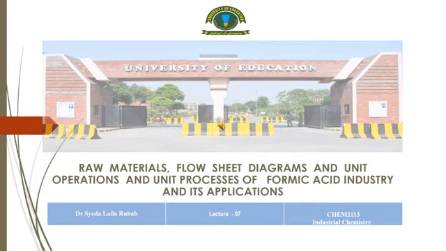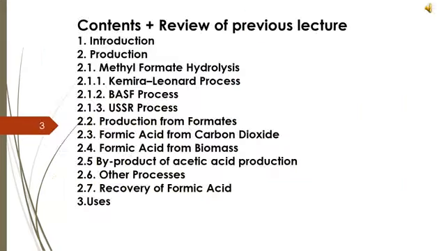Today we are going to discuss raw materials, flowsheet diagrams, and unit operations and unit processes of the formic acid industry and its applications. Students, we are now going to discuss the contents in detail. In the previous two lectures, in the first lecture we did the introduction of formic acid.